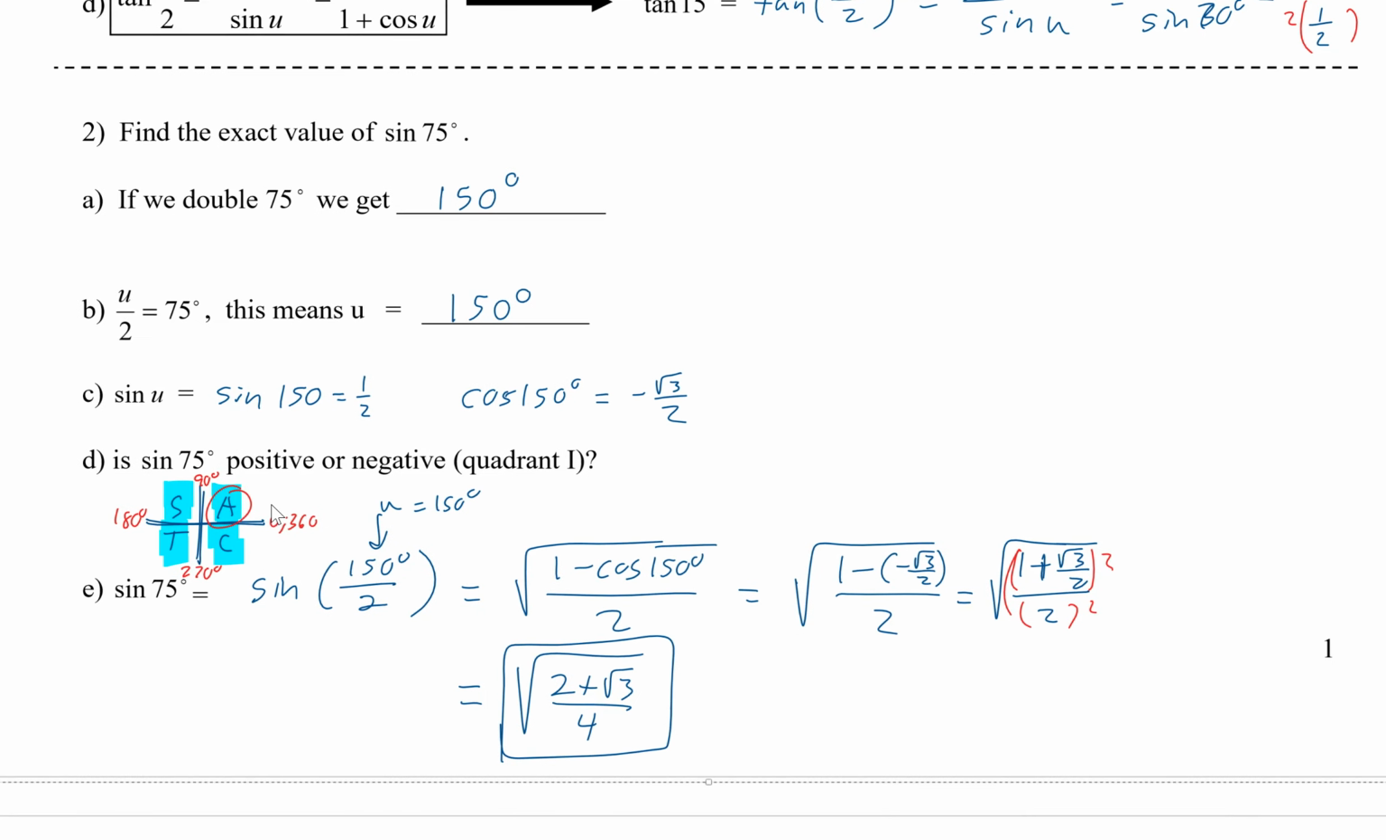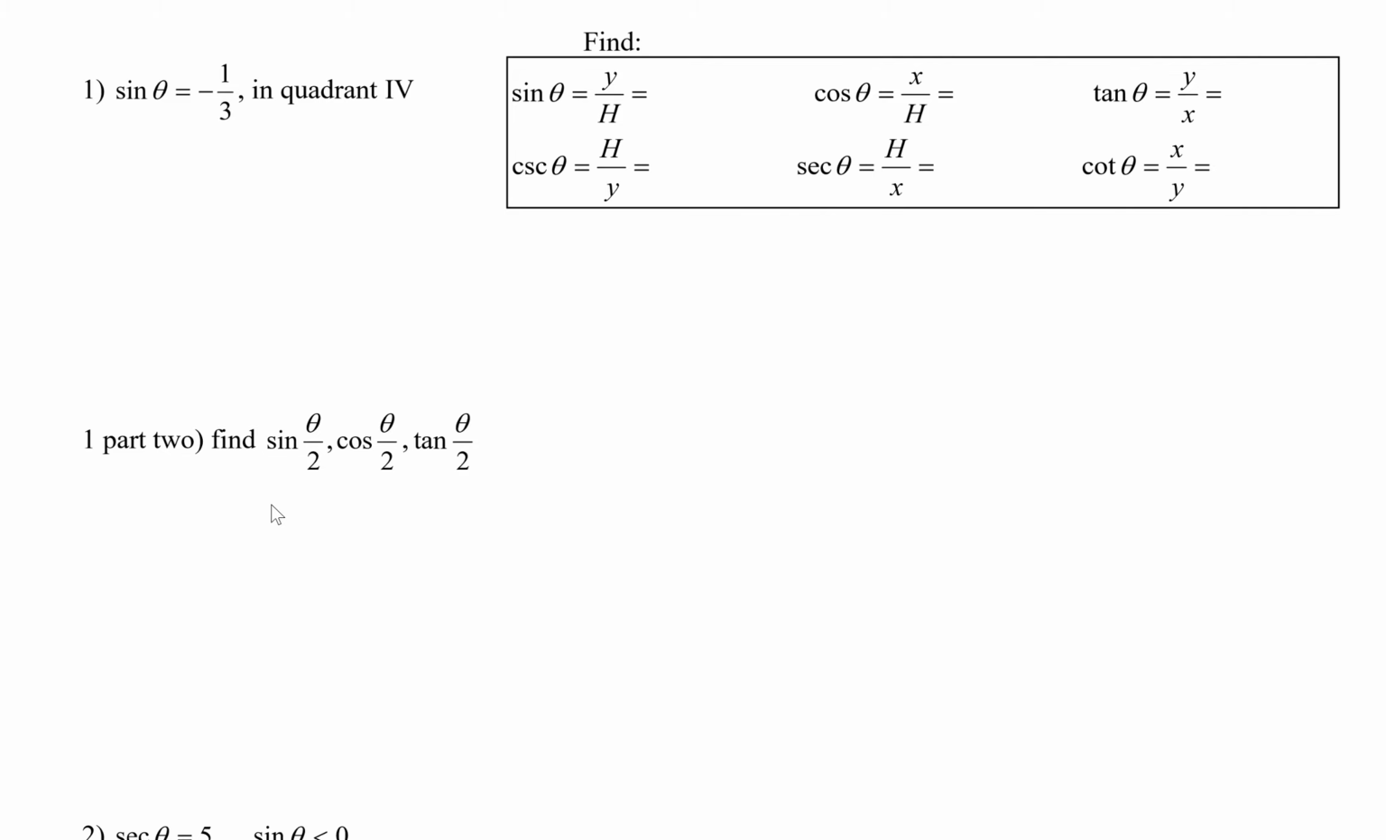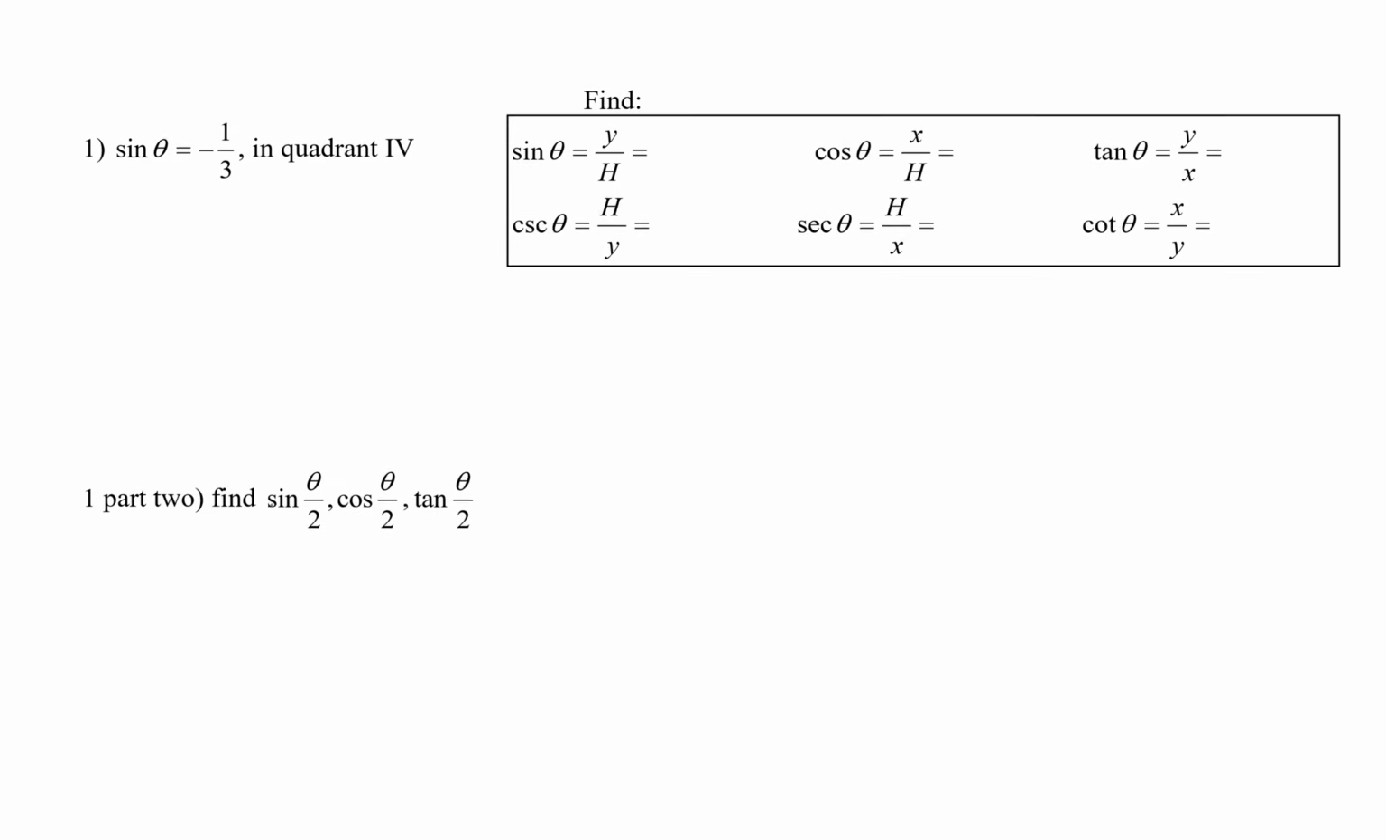Okay, so now we're going to do more of what we did before. So you're going to be given a sine theta. And again, these are just practice. So we're going to find sine of theta over 2, cosine theta over 2, and tangent theta over 2 based on our original trig function.